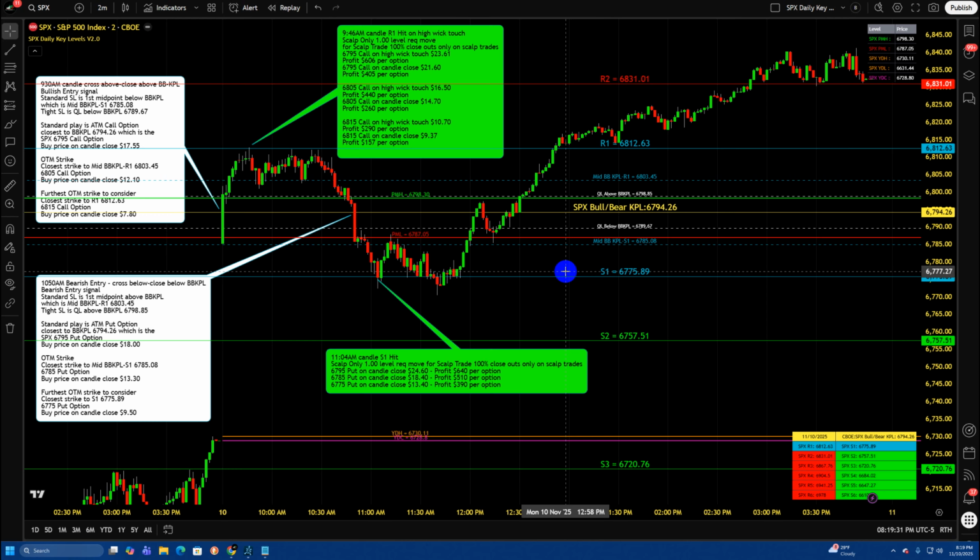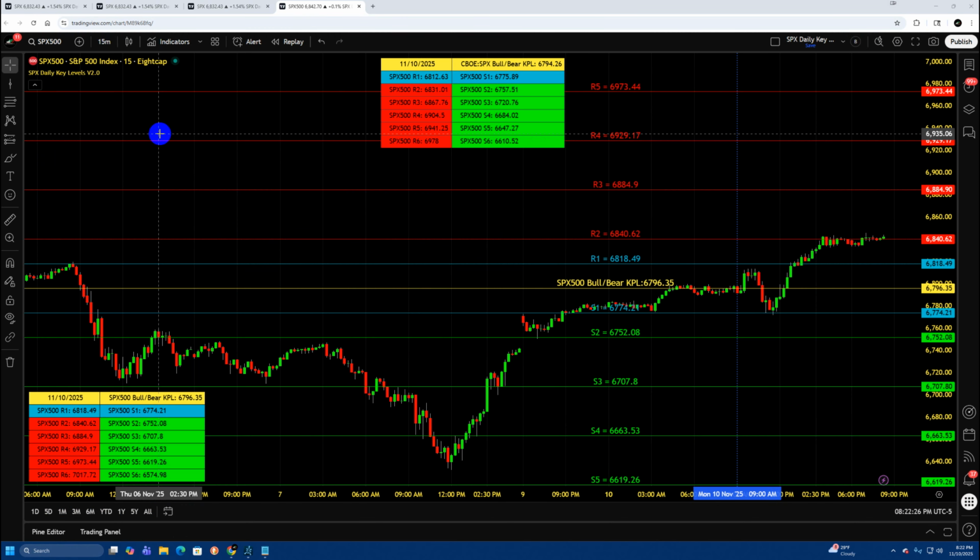This indicator also works on a second SPX symbol, which I'll show you now. The second symbol is the SPX 500 8-cap symbol. This is a Forex CFD, so in TradingView you would type in SPX 500 and look for the SPX 500 symbol under the 8-cap exchange. You would use the indicator on this symbol if, instead of trading SPX index options, you are trading SPX through a Forex broker.